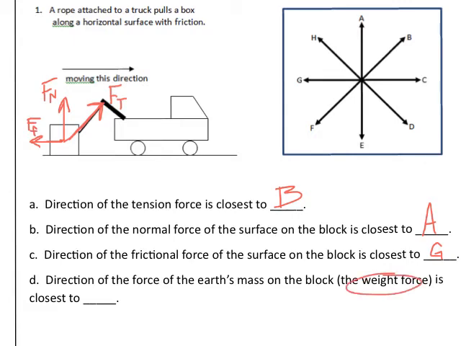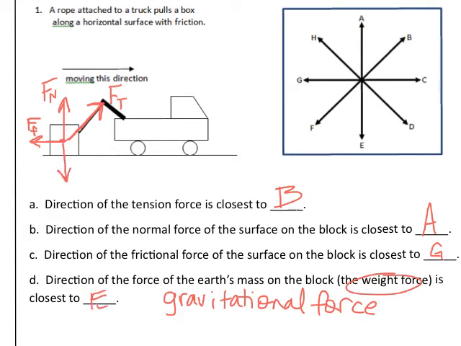And then when it talks about the weight force, that's the same thing as the gravitational force. So which way does that point? Yeah. So that one's going to be down. And then if we wanted to draw in that picture, we could draw it like that.